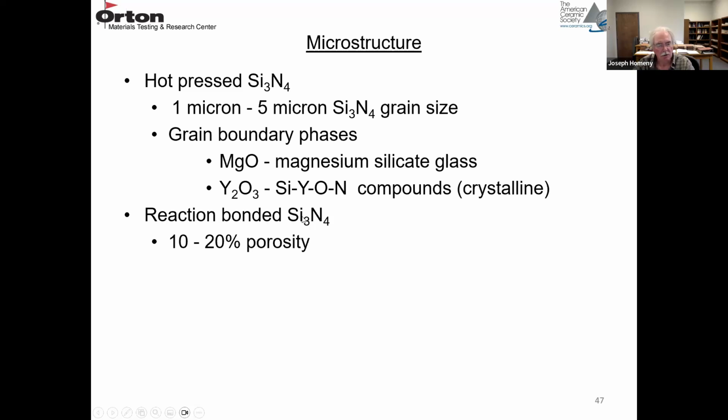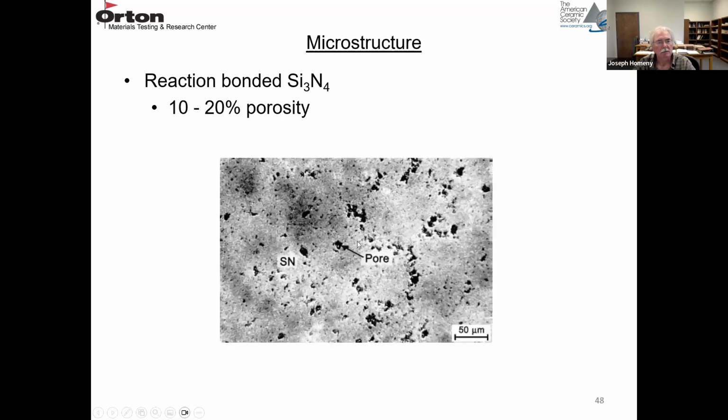And the reaction bonded material is going to have about 10 to 20% porosity. So here's a refractory material, reaction bonded silicon nitride, about 10 to 20% porosity. The black areas are the pores, and the remaining area you can't see anything here but silicon nitride. At this magnification, you don't see the individual crystals, but it's polycrystalline silicon nitride with some porosity.